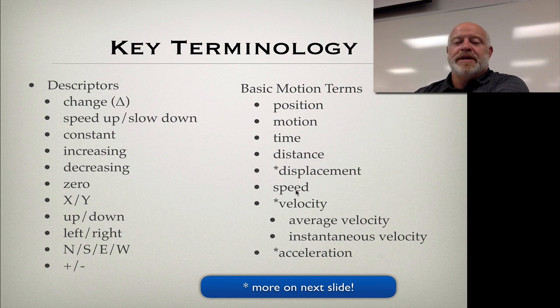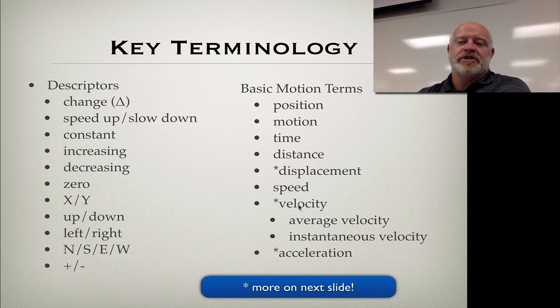Right. Speed. Again, we'll talk about speed versus velocity. Sometimes people think that speed and velocity mean the same thing. Speed is basically how fast you're going. So you're going 20 miles an hour, 30 miles an hour, 5 miles an hour, whatever it happens to be, 10 meters per second in the SI system.